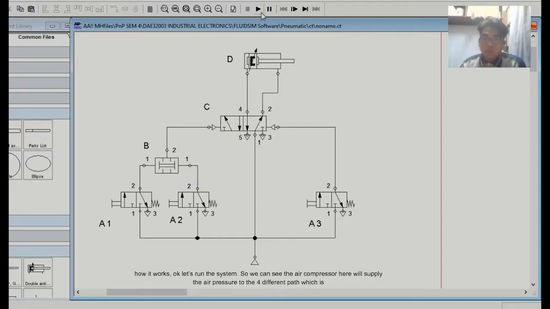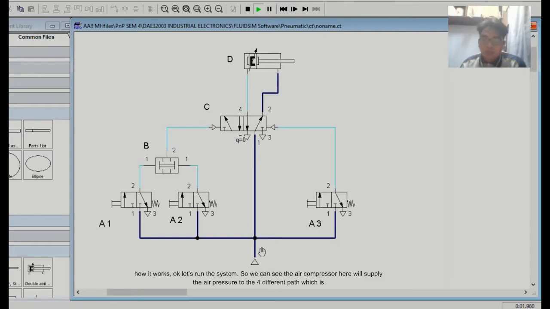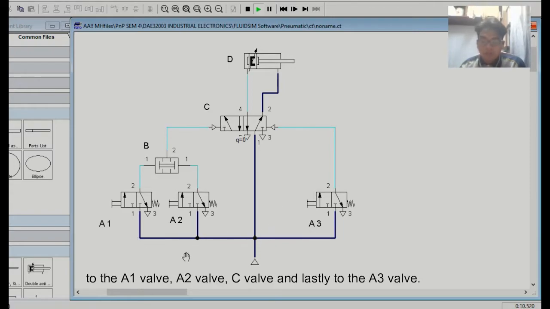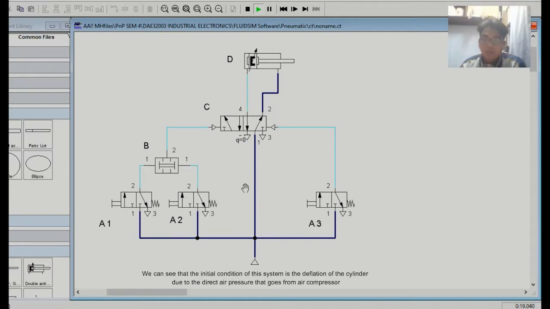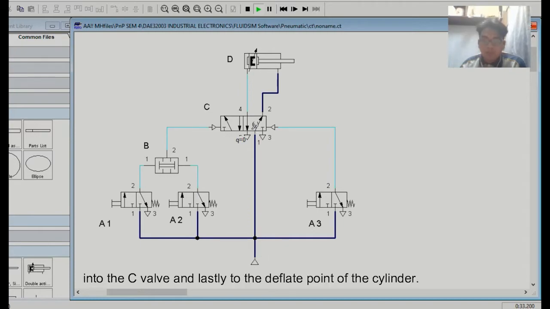So how does it work? Okay, let's run the system. Here we can see that the air compressor will supply air pressure to 4 different parts, which are the A1 valve, A2 valve, C valve and also A3 valve. We can see that the initial condition of the system is the deflation of the cylinder due to the direct air pressure that goes from the air compressor to the C valve, and lastly goes to the deflation point of the cylinder.